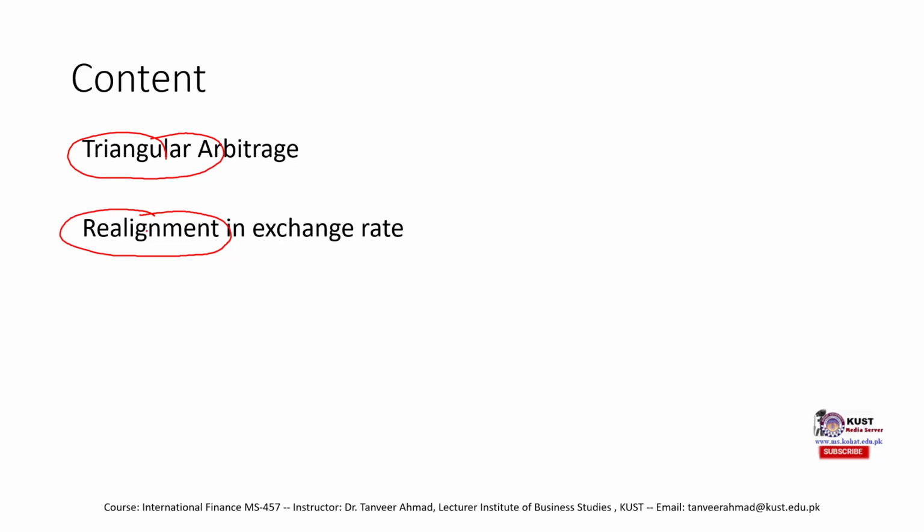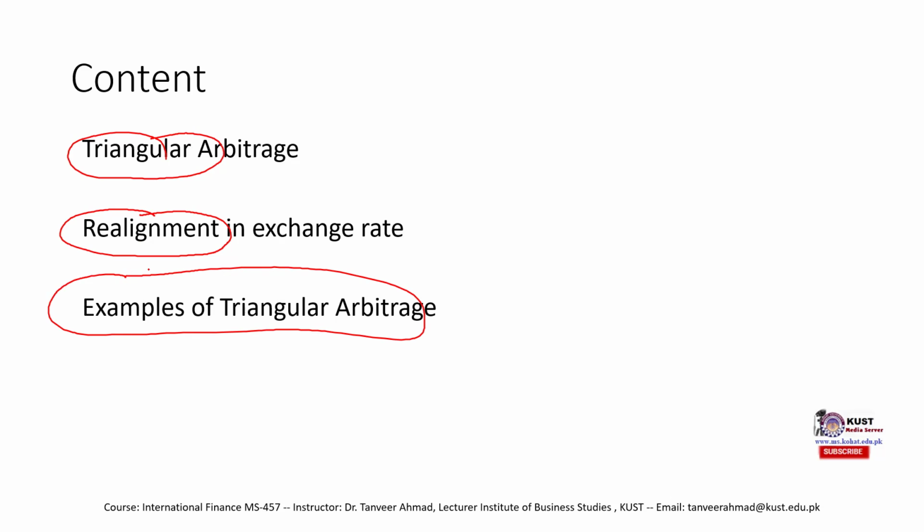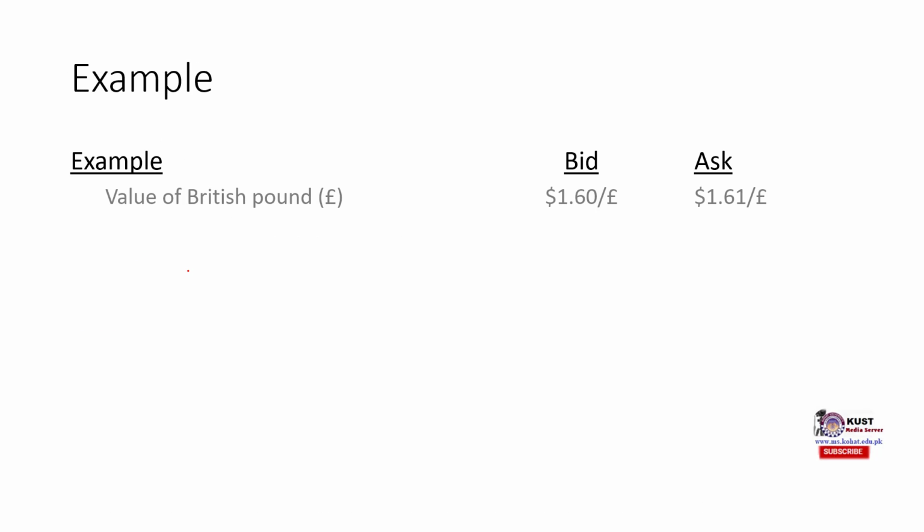So this is what we are going to discuss, and obviously we are going to discuss some more examples on triangular arbitrage. So let's start with an example. We have a value of British pound in terms of dollars, right? In previous examples on triangular arbitrage that we discussed in previous classes, we saw that there was just one rate. There was no bid rate or ask exchange rate.